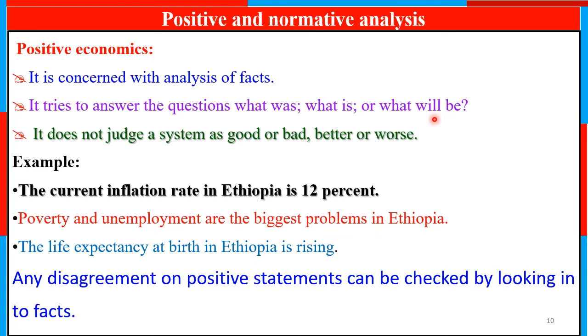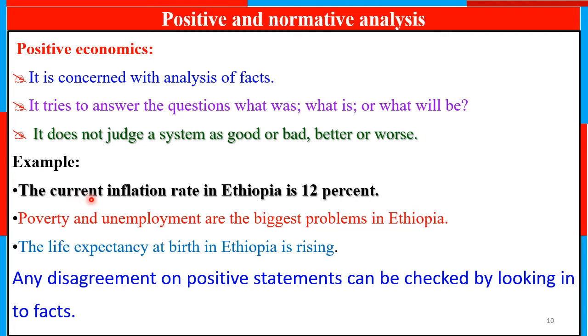Such type of verb to be questions. It does not judge the system as good or as bad, better or worse, because it depends on what? Facts. So it is free from value judgment or simply guessing. What we assume must be based on facts and free from the assumption or free from the value judgments.